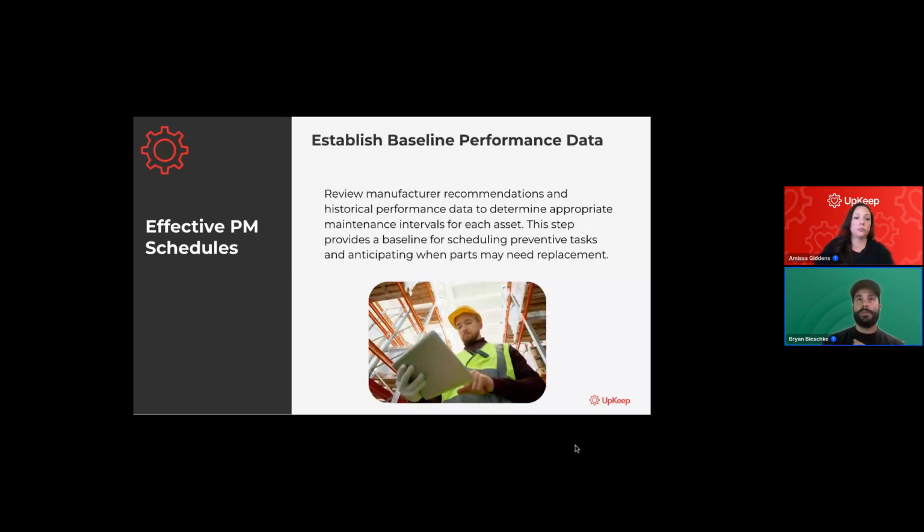Okay, establish baseline performance data. Review manufacturer recommendations and historical performance data to determine appropriate maintenance intervals. So the key there is to review historical performance. If you don't have a CMMS or you don't have that data, go out on the shop floor and talk to the technicians, talk to the operators, talk to the maintenance manager, talk to the safety people, talk to anybody who is involved or around that machinery when it may or may not break. They can provide insight to you if you don't otherwise have that data.